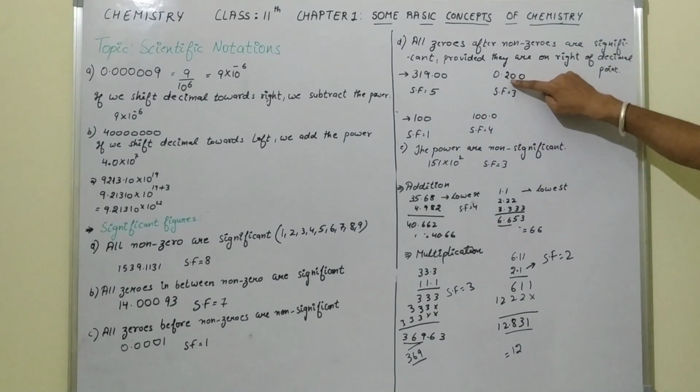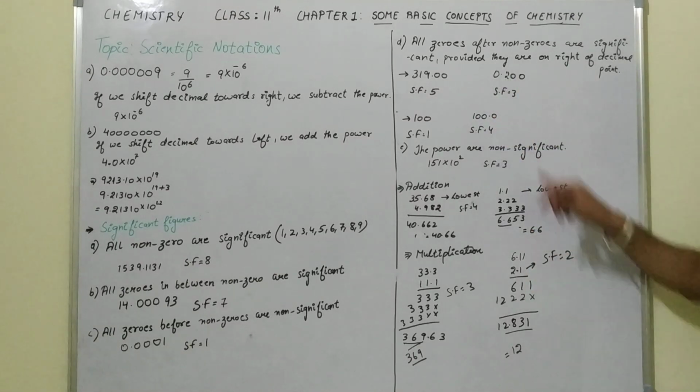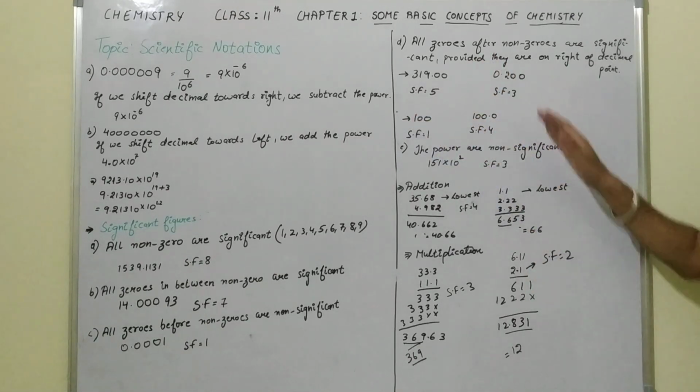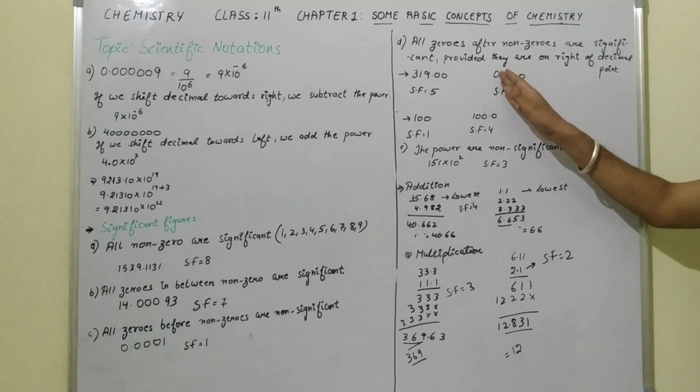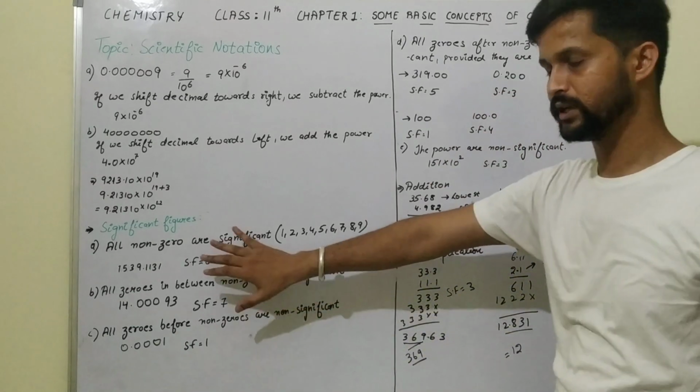Clear? Now next we have 0.200. Here the significant figure is 3 because here we do not count this 0 because this is before the decimal. Means the zeros here, before the non-significant digits, we will never count. So remember this rule.